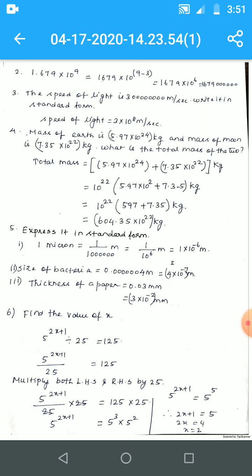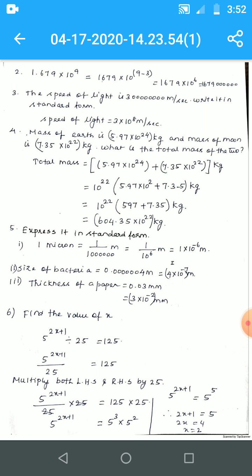Fourth problem. The mass of earth is 5.97 multiplied by 10 to the power 24 kg and the mass of moon is 7.35 multiplied by 10 to the power 22 kg. What is the total mass? The total mass means the summation of both, mass of earth plus mass of moon. Now see the power exponents over here. 5.97 into 10 to the power 24, 7.35 into 10 to the power 22. So some power has to be common.